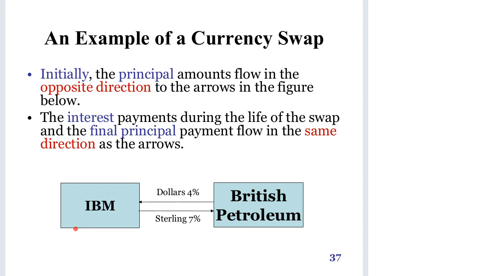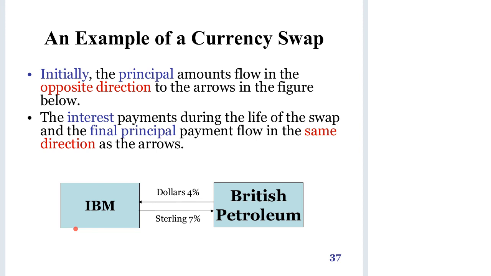So what happens? Initially, IBM is an American company. British Petroleum is a UK-based company. So IBM borrows in dollars and passes the dollars on to British Petroleum. British Petroleum borrows in sterling and passes the sterling on to IBM at the current exchange rate.